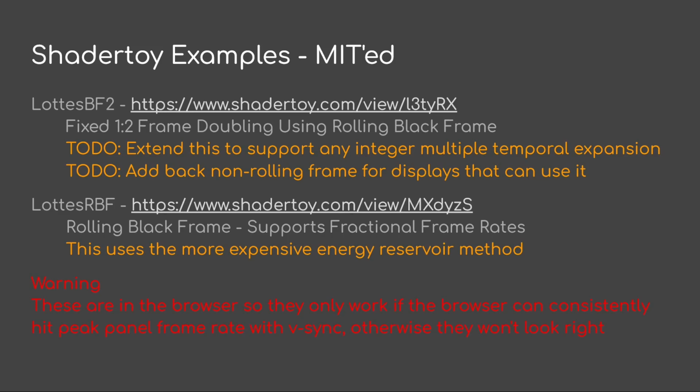The first one is BF2. This I need to extend at some point to support integer multiples of say 3 and 4 and so on. And I'd also need to add back an option for non-rolling frame for displays that can use it. The RBF one, this one is pretty much done. It uses the more expensive energy reservoir method. So if you're going to integrate, I would suggest going BF2 to start, and then if you want something more advanced, maybe try the RBF.